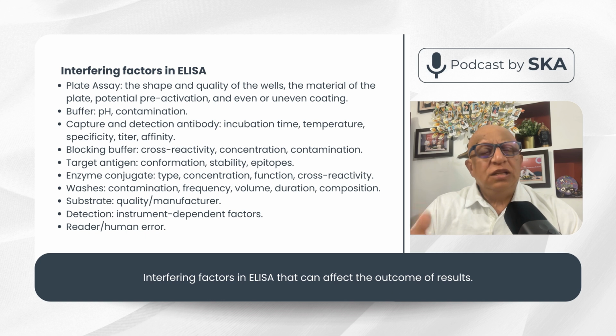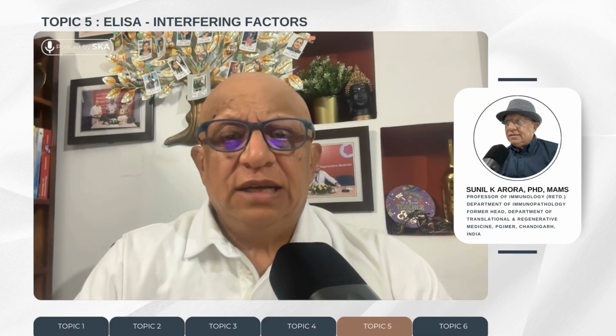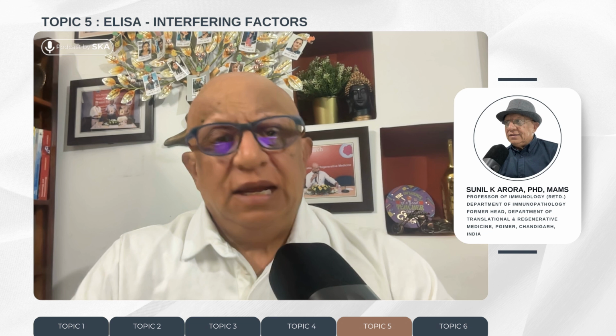And similarly, the washes have to be very rigorously done. There should be no contamination in the buffers, and substrate quality has to be checked every day, so that the substrate is not auto hydrolyzed. It should not change color. The kits have to be stored at the right temperature and should be used within the expiry date. All these things have to be taken care of before the ELISAs are done.